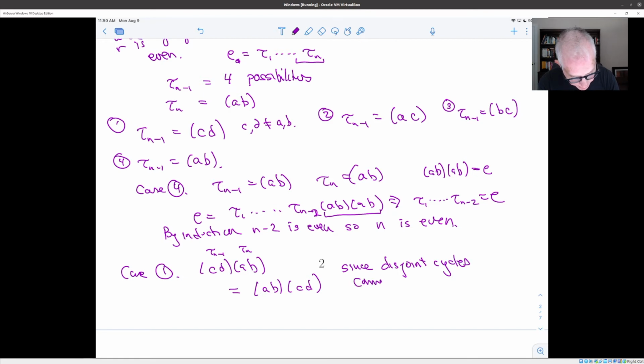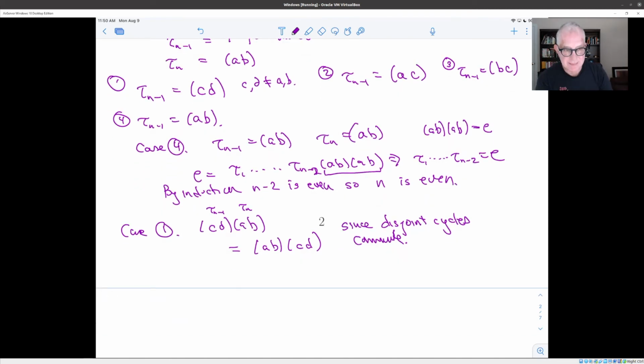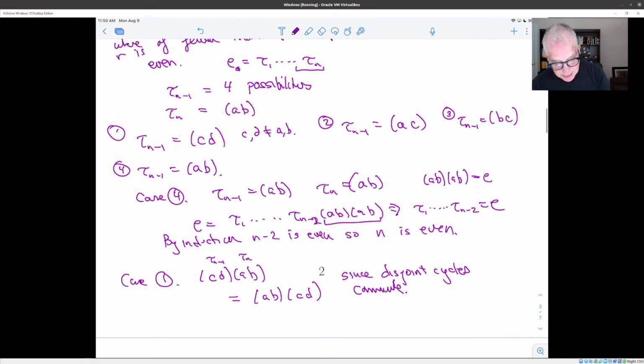The reason we want to do this is you'll notice that we've moved the A, which was at the very end of the expression, back 1 step. So now, in case 1, we've arranged for A to move back 1 step. Originally, A was in tau n, but now it's in tau n minus 1, and it's not in tau n.